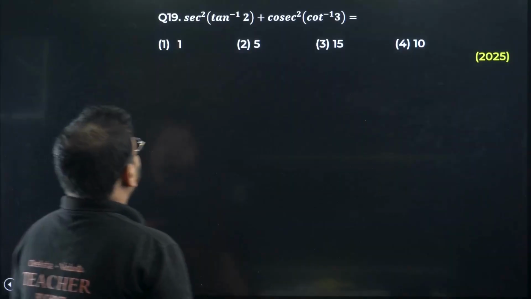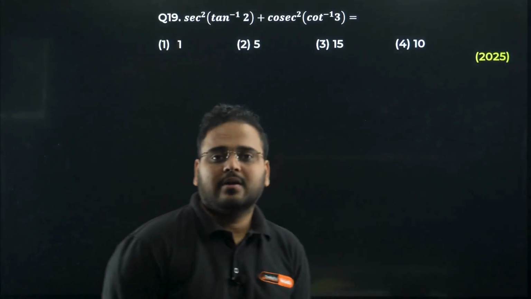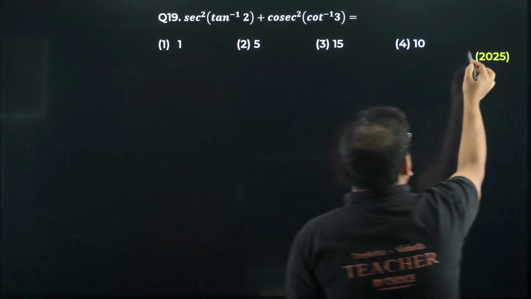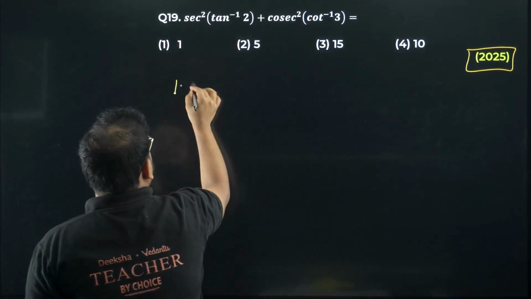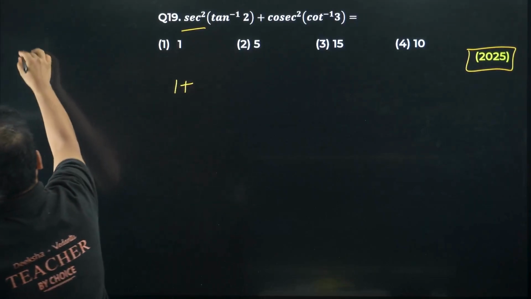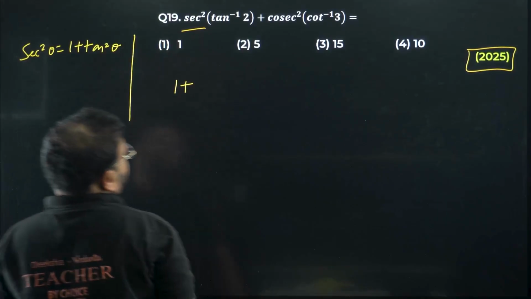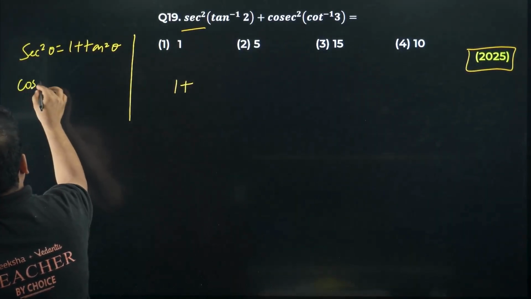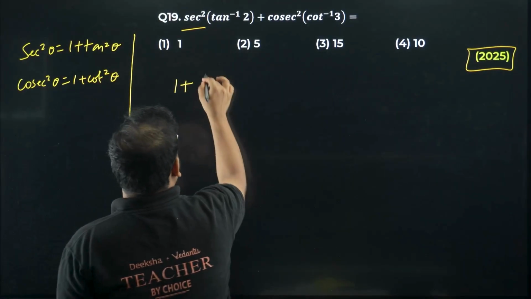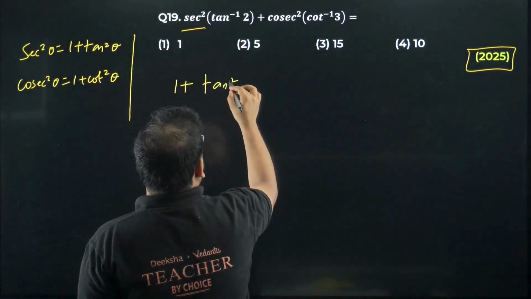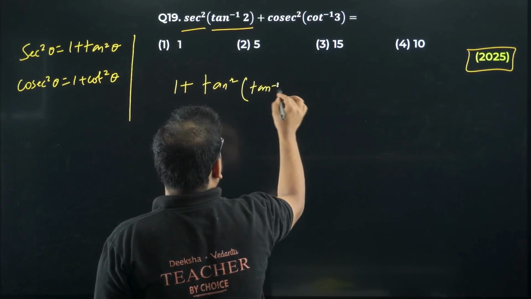19th one is sec square of tan inverse of 2 plus cosec square of cot inverse of 3. I've done this question in one of the sessions, but it is a PYQ of the 2025 paper. Let's solve it. Here is the property: sec square theta is 1 plus tan square theta, and the same goes for cosec square also: 1 plus cot square theta. So 1 plus tan square of the angle. What is the angle over here? This is the angle, tan inverse of 2.